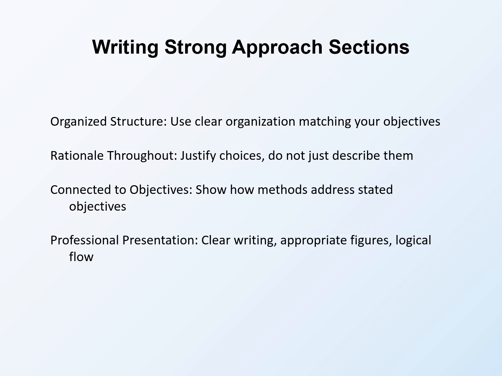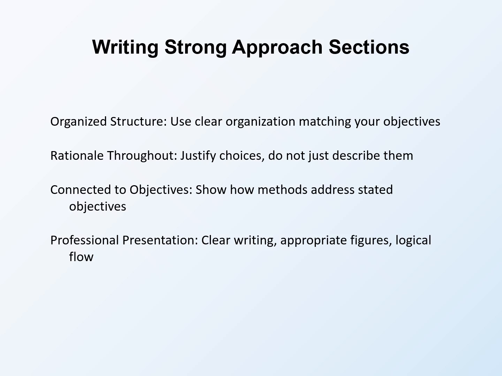Writing strong approach sections requires attention to structure, justification, and presentation. Organized structure uses clear organization that matches your objectives. If you have three aims, consider organizing approach by aim. Use headings and subheadings that help reviewers navigate. Clear organization makes your approach easier to follow and evaluate.